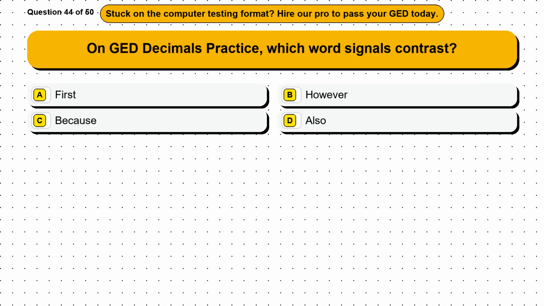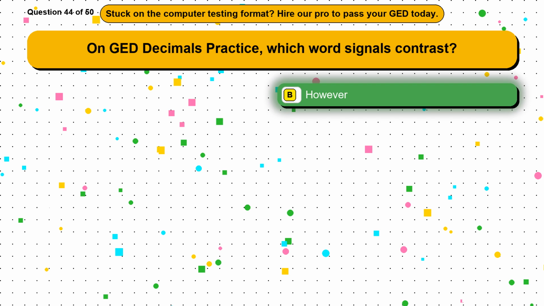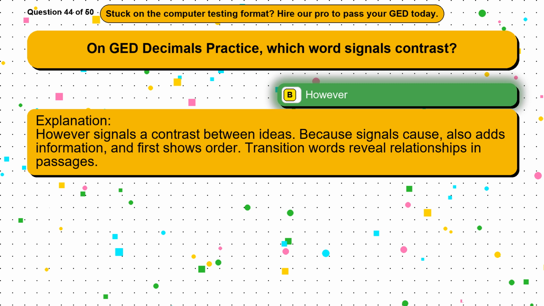Question 44. On GED Decimals Practice, which word signals contrast? Option A. First. Option B. However. Option C. Because. Option D. Also. The correct answer is option B. However. However signals a contrast between ideas.